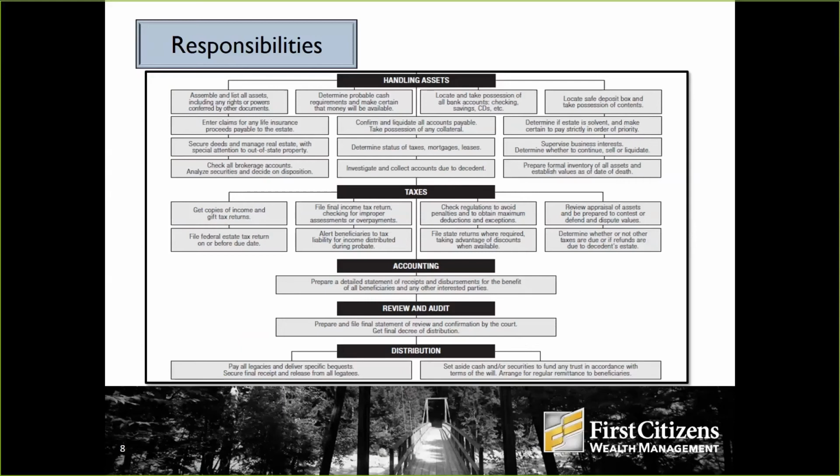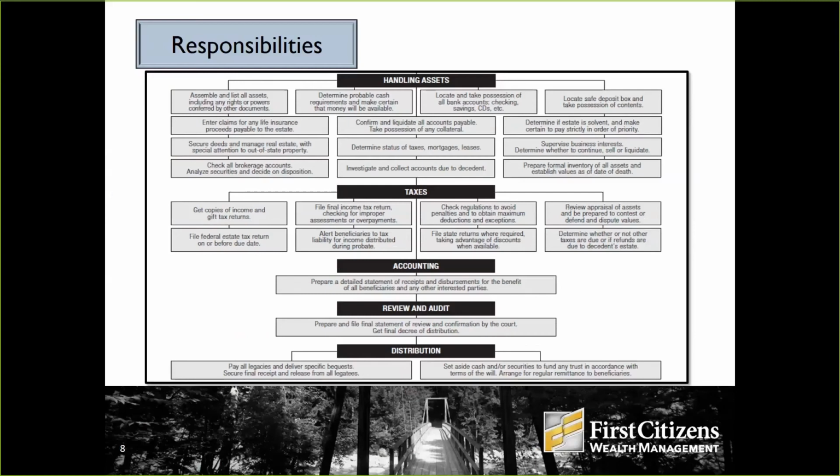In addition, court accountings are required to show all of the activity, all the deposits, all of the debts and expenses, as well as document any distributions to beneficiaries. Staying in close and frequent contact with the beneficiaries is important throughout the process.